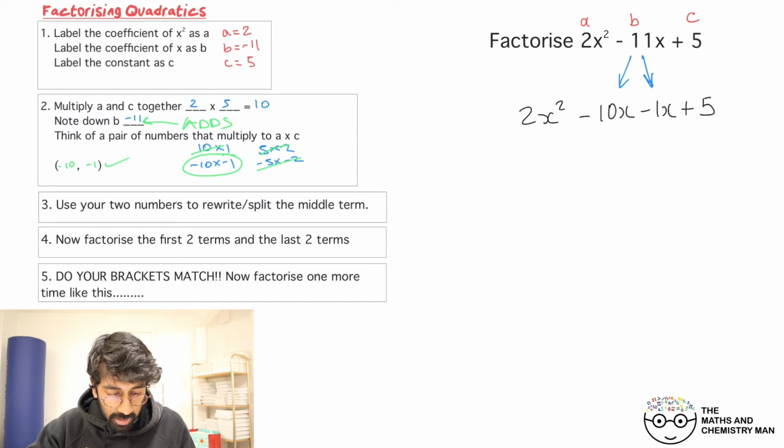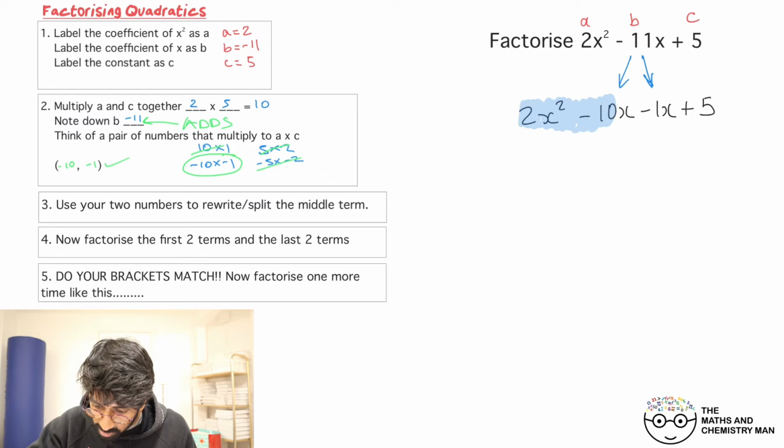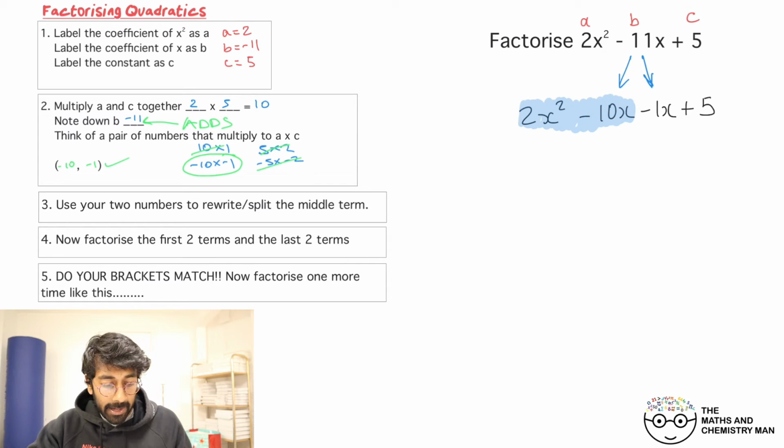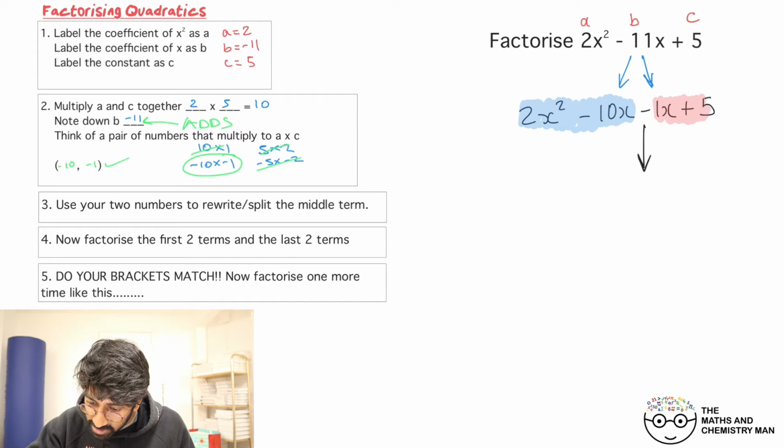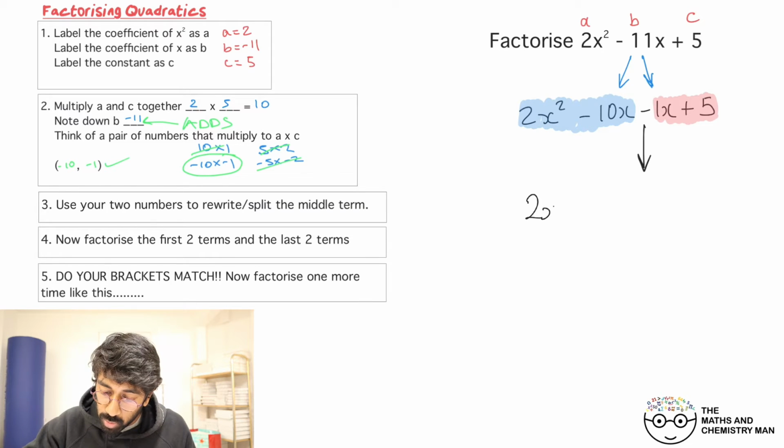And now from here, what do we do? I think I color coded it last time. So we're going to color code the first 2 terms over here. Then I'm going to take down this minus sign. And then I'm going to color in the last 2 bits here as well, so the 1x and the 5. And then what we've got to do is factorize. So we're going to start by factorizing this. What's the most we can take out of here? We can take out 2x from there.